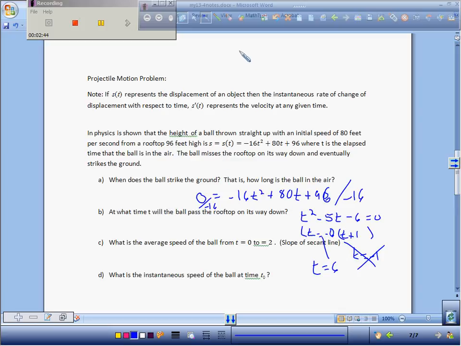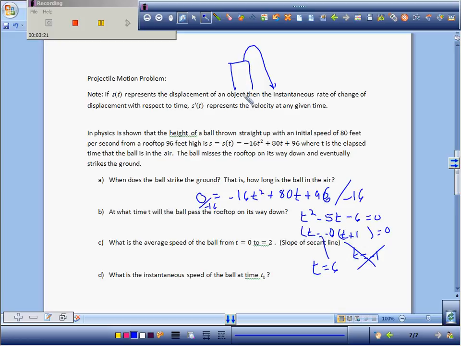Someone asked about the signs of the 6 and the 1, but I'm setting it equal to 0. So what's going to make t minus 6 times t plus 1 equal 0? t is equal to 6, not negative 1. Just to draw a picture of the situation, here's the top of a roof. Someone throws a ball off the roof, it goes up, and it comes down. It's really going straight up and straight down, but along this axis you have time. If I graph this versus time, I would get a parabola that looks like that, okay?